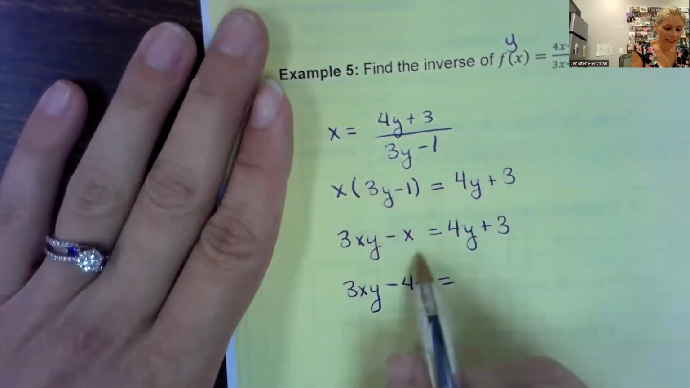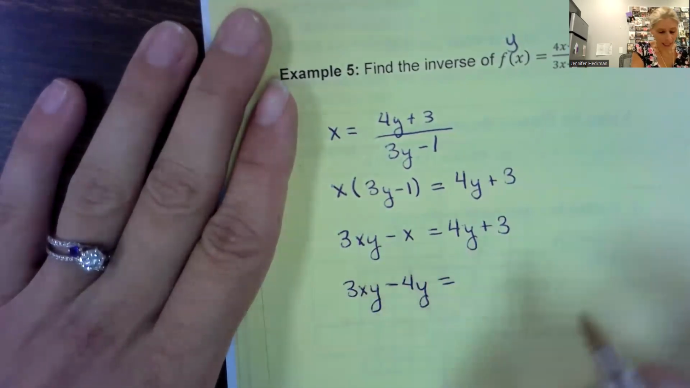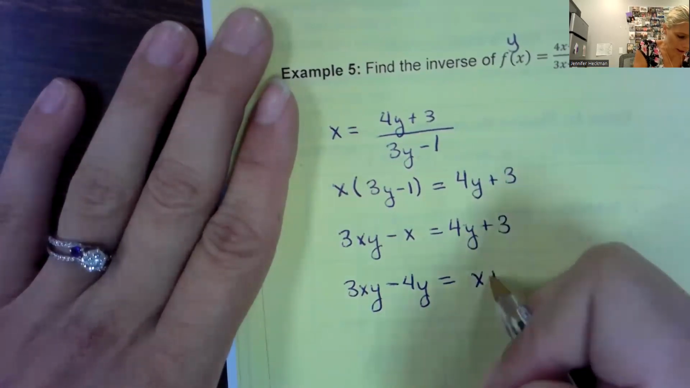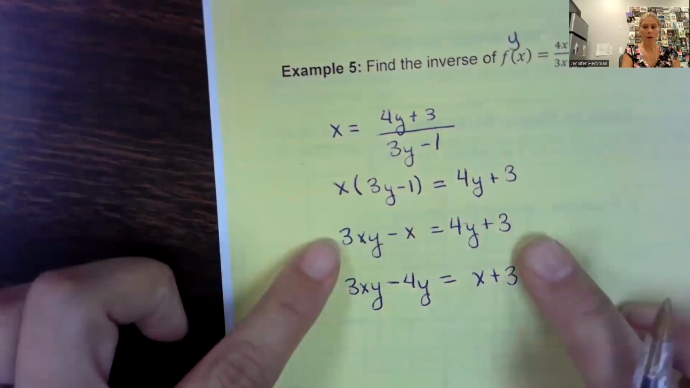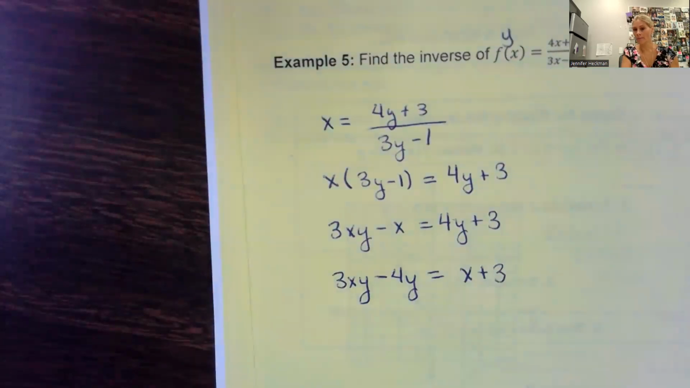I'm going to move this x over here because it doesn't have a y. Remember, I'm putting all my y's on the left side. So I'm adding x to this side, and we already have a 3 that we're going to keep there. Again, I put all my y's on my left side, everything without a y on the right. Now, we still have 2 y's, but what can we do?